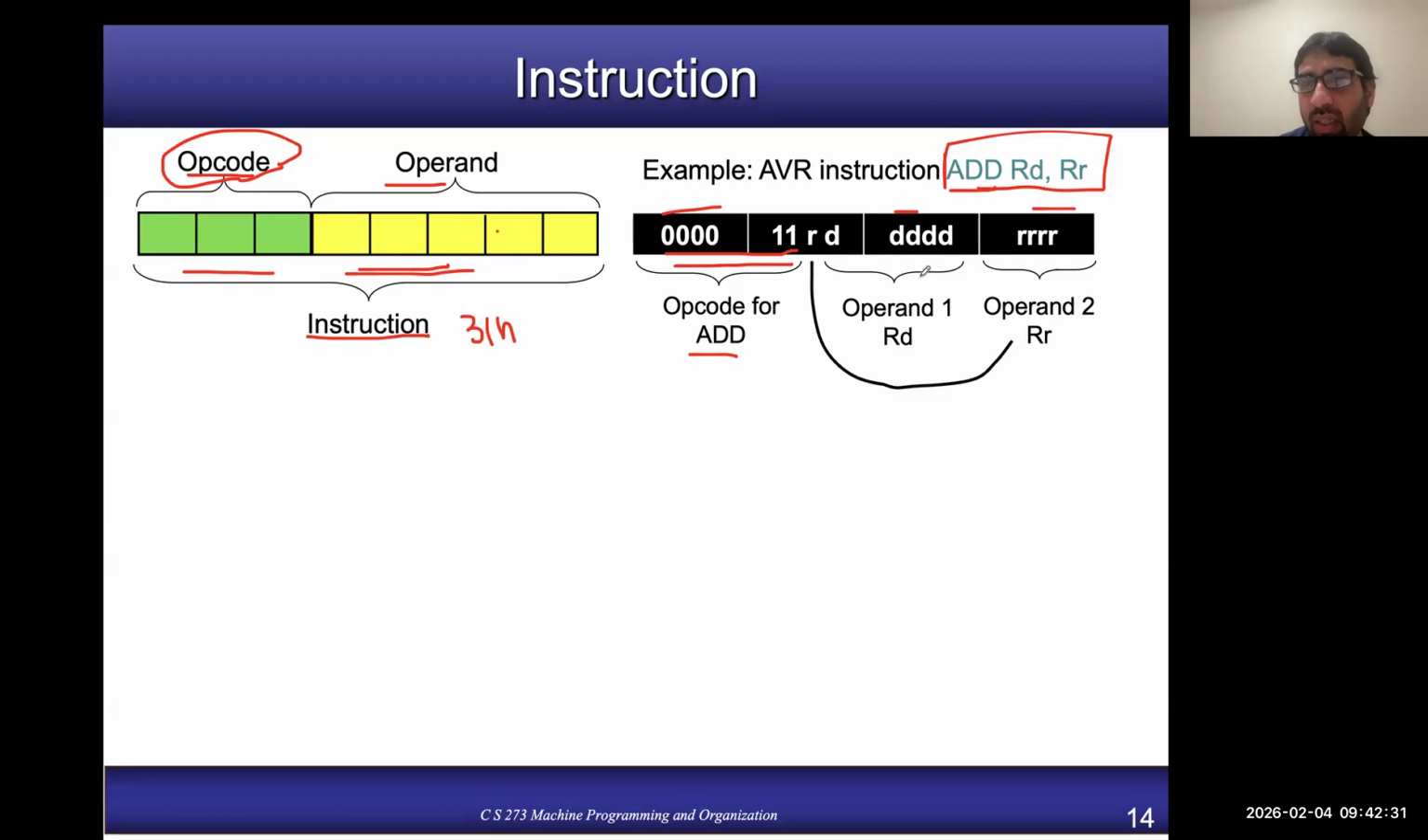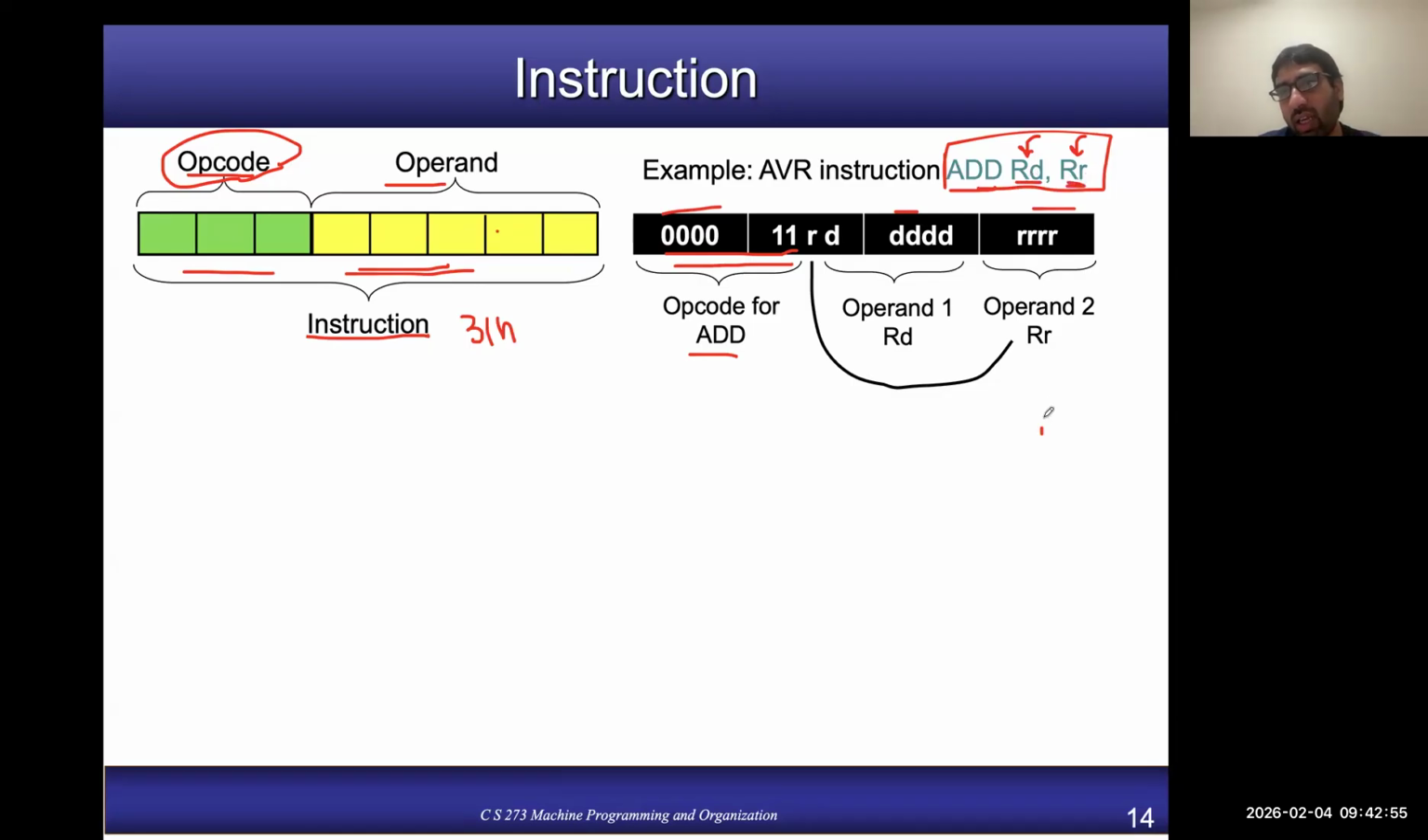And now the operand bits, the remaining bits are used as operand bits. Here, the add instruction takes two operands, like it wants to add two registers. Let's say A and B, if we follow the example from the previous slide. So these RD bits are known as the destination register, and this is the source register, right?